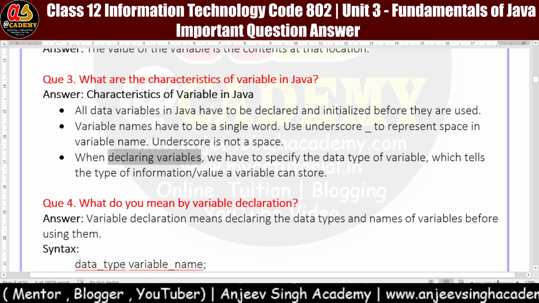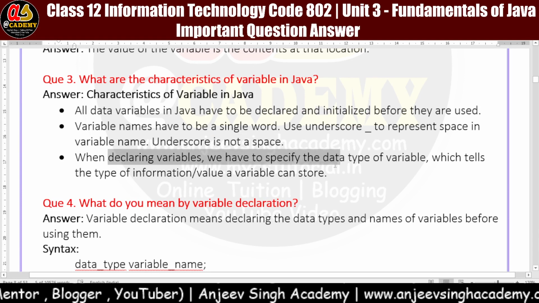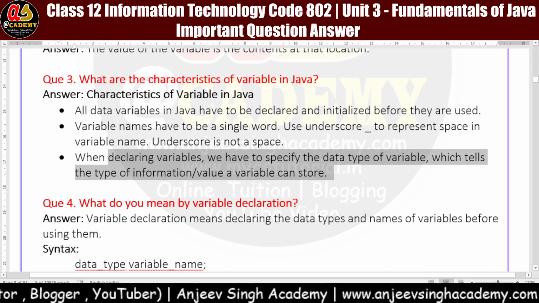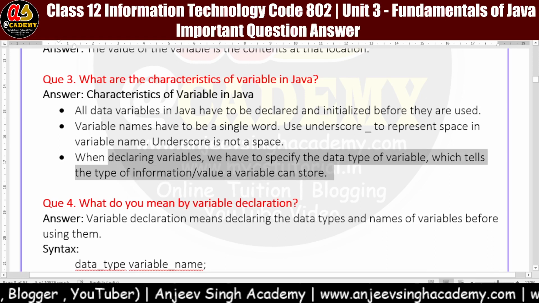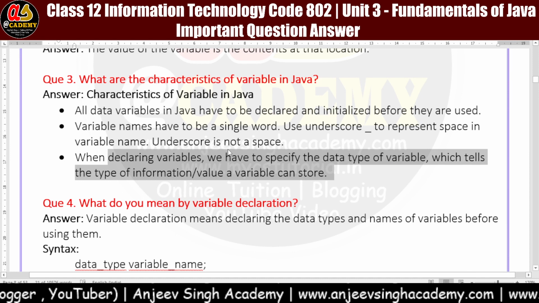When declaring variables, we have to specify the data type of the variable, which tells the type of information or value a variable can store. Okay, so these are some characteristics of a variable in Java.